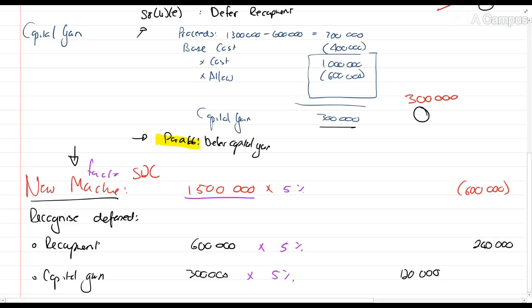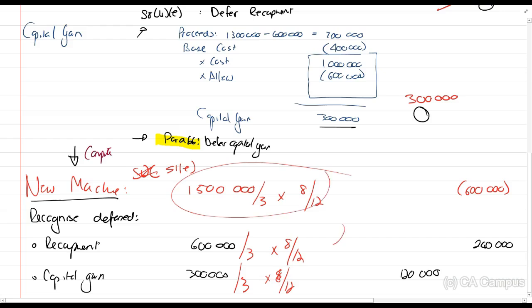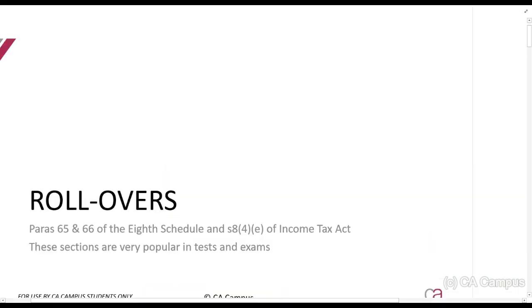What if you replaced it, instead of a new factory, with a new computer? And this new computer cost 1.5 million rands, fancy computer, and is being written off over 3 years, and you use it for 8 out of the 12 months. Remember, that's what you'll have in terms of section 11E. Then you will do the same here: divided by 3 times 8 over 12. So whatever you do with the new asset, that is what you do with the replacement. And if you understand this concept, you will be able to answer 99% of the questions.